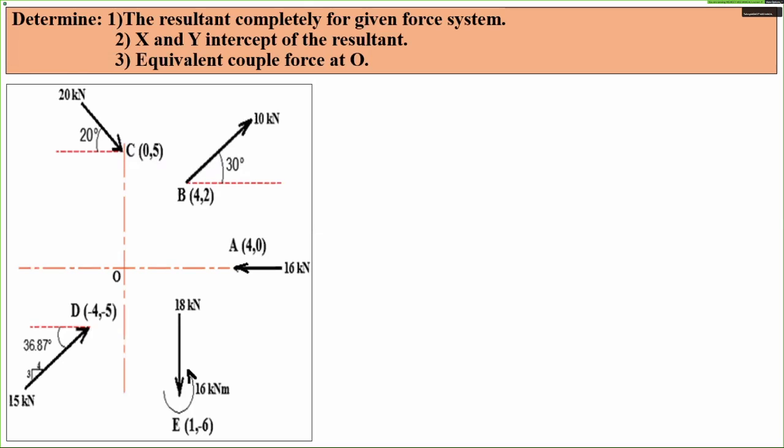Yes. So the question is to determine the resultant completely for the given force system. We are discussing how to find out the resultant, as you have studied in the last lecture, whether for a parallel force system or a concurrent force system. The first 5 steps are the same. The first is to resolve the given forces. The second is summation of Fx, then summation of Fy. Then the resultant R is equal to the square root of summation Fx squared plus summation Fy squared.